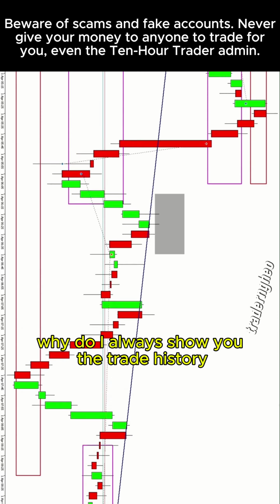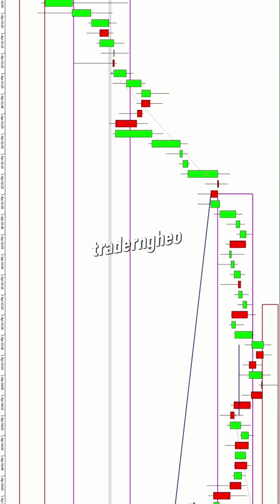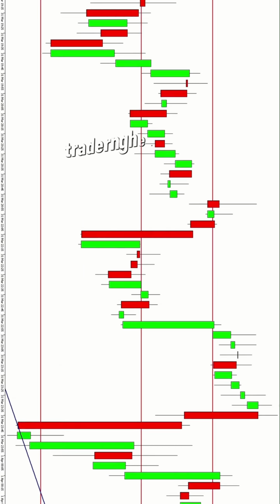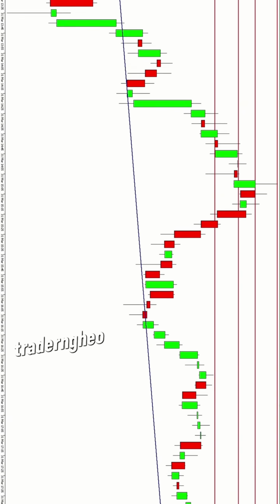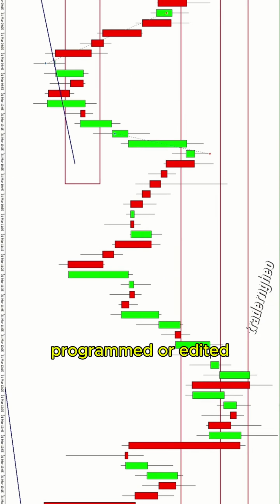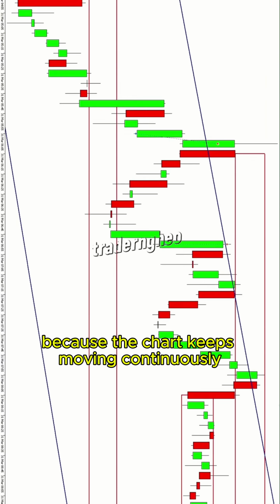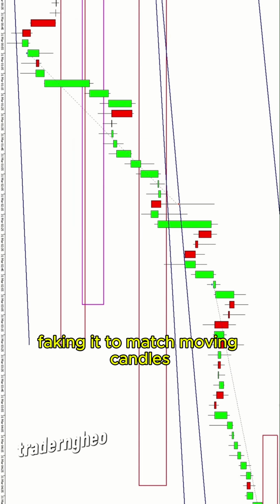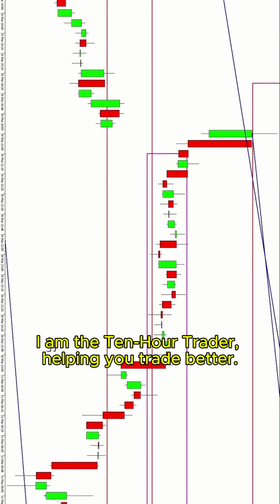Why do I always show you the trade history directly on the chart like that? Because trade history shown as text and numbers can be easily programmed or edited, but trade history on the chart is much harder because the chart keeps moving continuously. Faking it to match moving candles would probably drive you crazy. I am the 10-hour trader, helping you trade better.